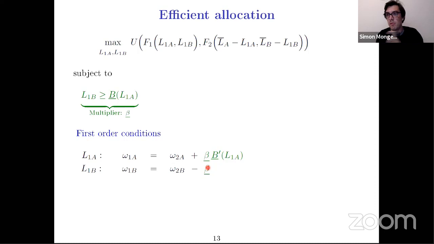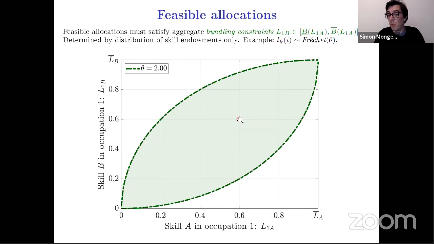Right? That is, the planner is able to equate the shadow prices of skill A across occupations and the shadow prices of skill B across occupations. So this constraint is slack, and the efficient allocation is the interior of this lens. As I said before, the interior of the lens has to be a case where there's again an indeterminate allocation of workers across occupations. That makes sense in terms of the skill prices.